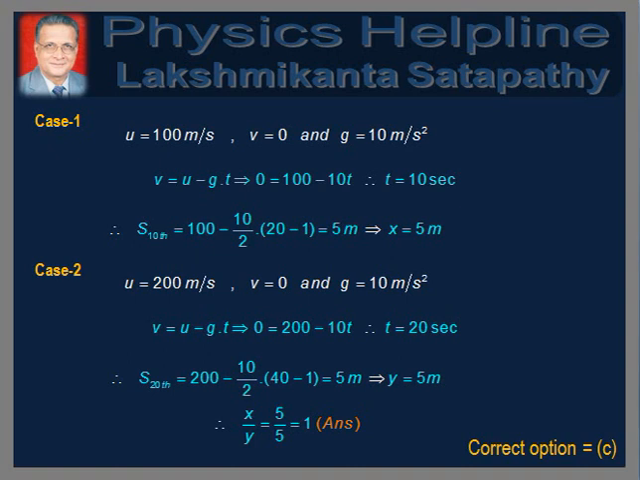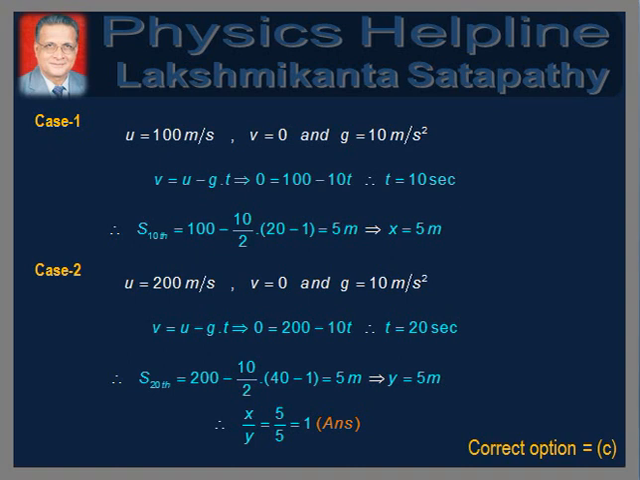Therefore, distance covered in the 10th second is equal to 100 minus 10 by 2 into 20 minus 1, which is equal to 5 meters. Therefore, we have x is equal to 5 meters.